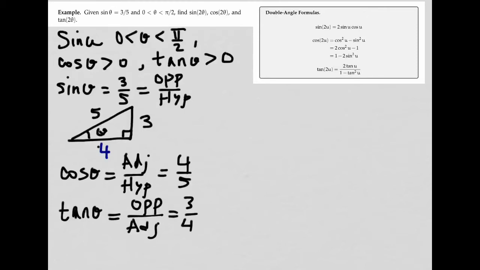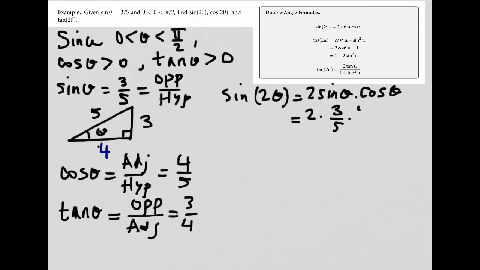As you can see on the top right of the screen, we have the double angle formulas for sine, cosine, and tangent. Let's start with sine. Sine of 2 theta is 2 sine theta cosine theta. We know everything. That's 2 times 3 over 5 times 4 over 5, which is equal to 24 over 25.